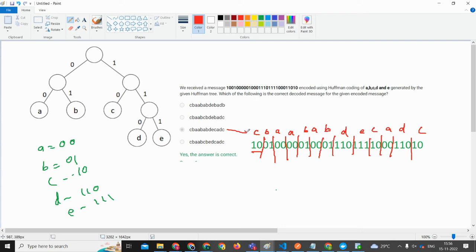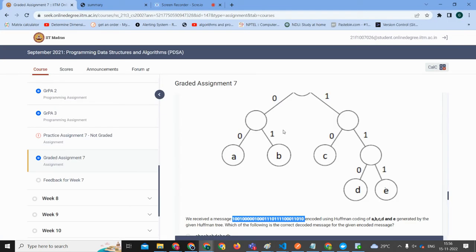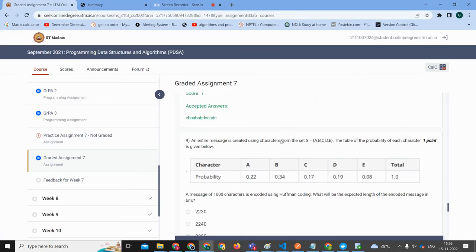Okay, so let's check the answer with this. C B A A B A B D E C A D C. All right, so we got the answer correct. So this is how you do the Huffman coding for this question. All right, that's the answer for the question.